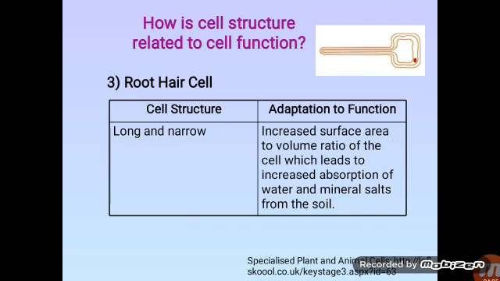And this is another cell, which is the root hair cell. It is also present in plant cells. This key-like structure is our root hair cell. It is long and narrow. The adaptation to function is due to its long and narrow nature. It increases the surface area to volume ratio of the cell, which leads to increased absorption of water and minerals from the soil. Because root hair cells are long and narrow, they can easily absorb different types of minerals, calcium, potassium, nitrogen from the soil, and absorb a lot of water for the plant.